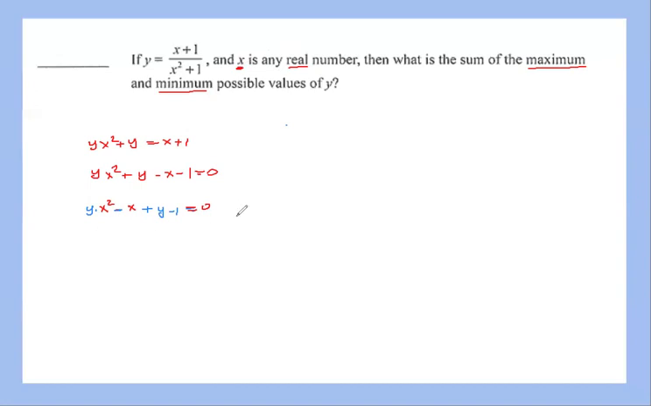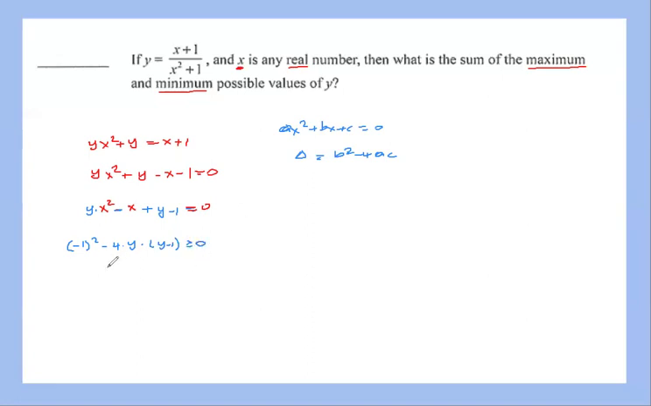Just remember, whenever you have ax squared plus bx plus c equals 0, the discriminant is b squared minus 4ac, right? In our case, a is y and b is -1. So if I write the discriminant, you get (-1) squared minus 4 times a, which is y, times c, which is y minus 1, and this is going to be at least 0.